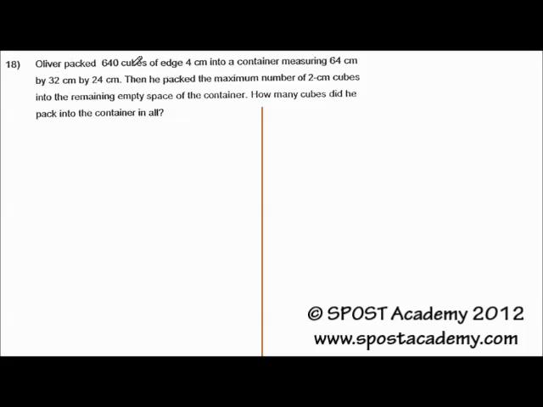So we know that Oliver has a total of 640 cubes and their edge is 4 cm, packed into the container, which is 64 cm by 32 cm by 24 cm. If we were to draw the container, it will look something like that. So it is 64 cm by 32 cm by 24 cm.